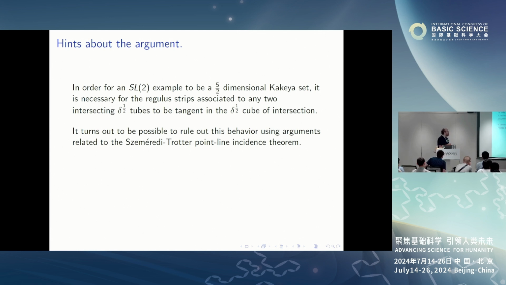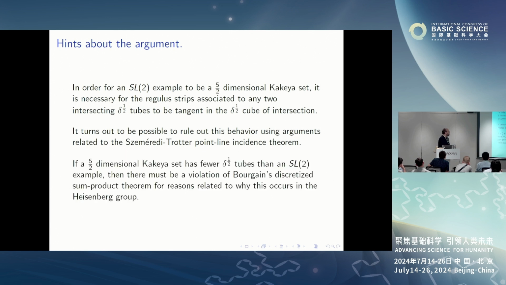Anything else essentially gets beaten by Heisenberg group type methods. And it turns out to be possible to rule out this behavior using arguments that are related to the Szemerédi-Trotter point-line incidence theorem. And I think my last paragraph is again a statement that this is a kind of extreme anti-sticky example where the set of fat tubes is three-dimensional.